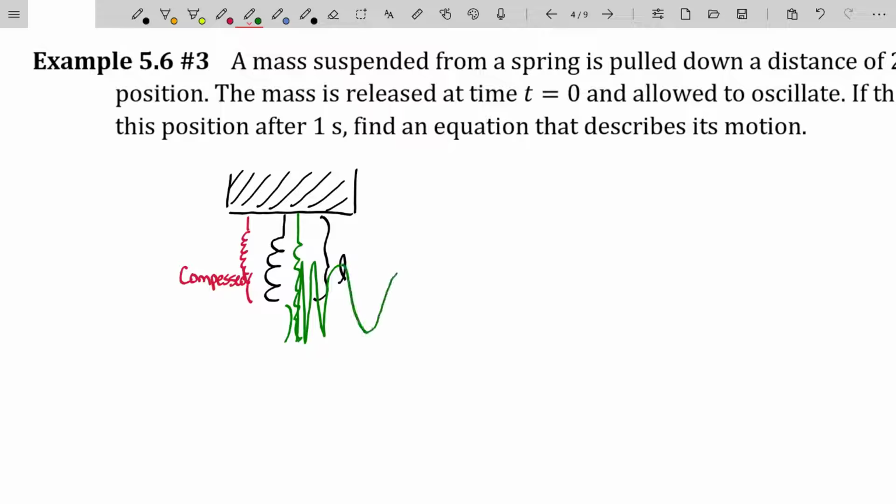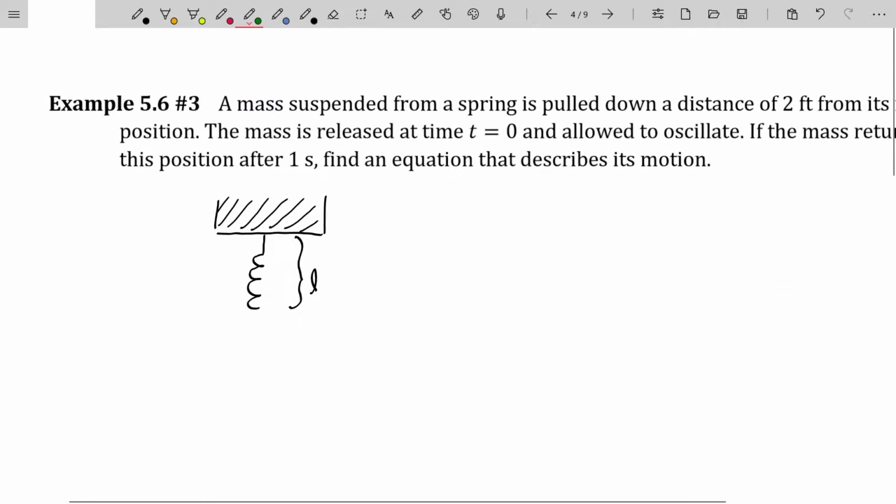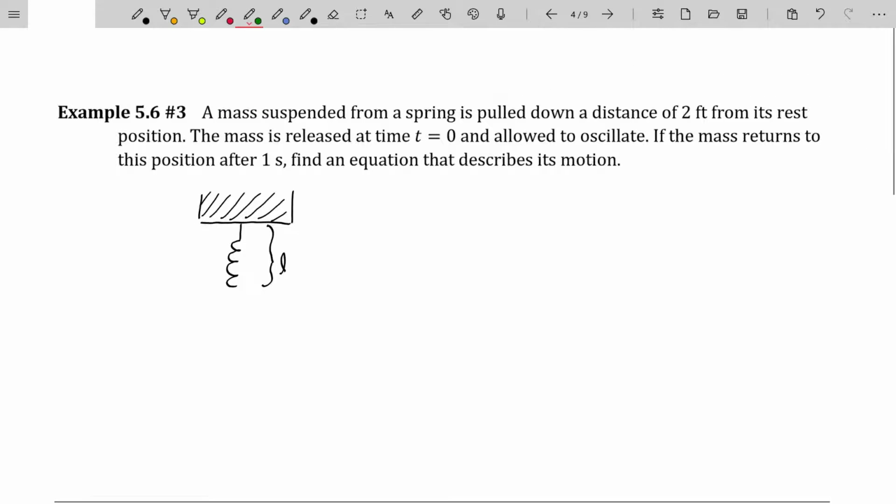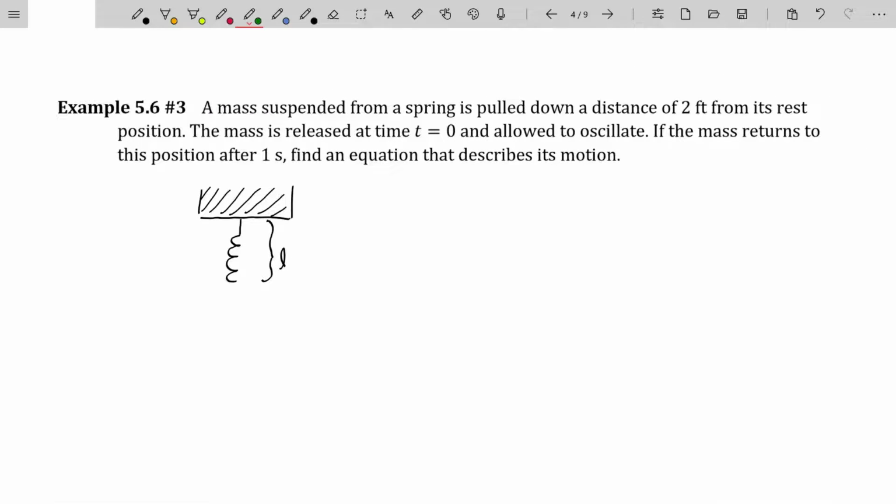And in fact, it'll be a smooth oscillation back and forth. So it looks something like that. Now I'm going to erase my terrible green and red drawings there because I don't want you to laugh at me. But suppose that we have this spring and we attach a mass to it. Okay. And we pull it down 2 feet.